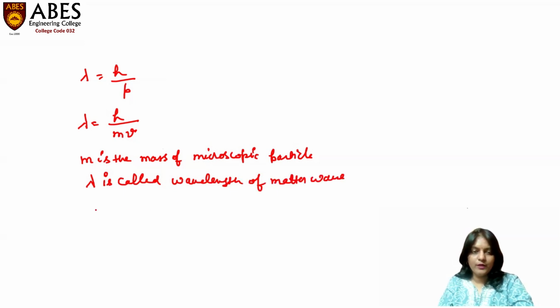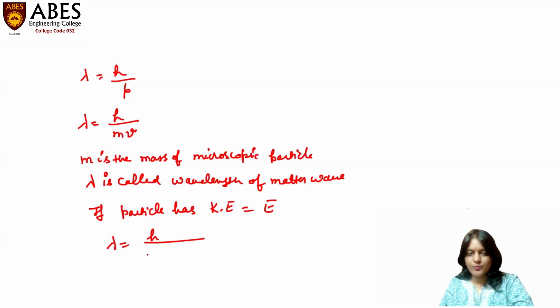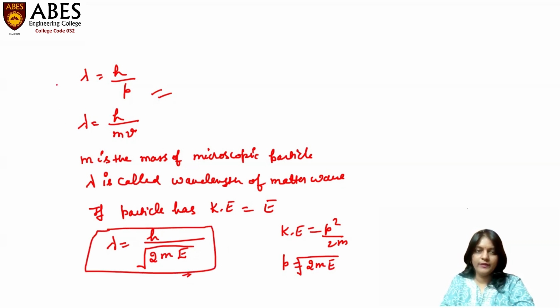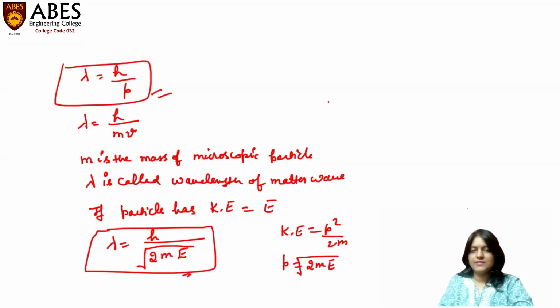We'll derive a different formula if the particle has kinetic energy. If the kinetic energy is E, then the formula becomes lambda is equal to h upon root of 2m into kinetic energy, because kinetic energy is equal to p square by 2m, and p can be written as root of 2m into kinetic energy. So in place of p, we can put root of 2m into kinetic energy. This is the second formula for the de Broglie wavelength when the kinetic energy is given.